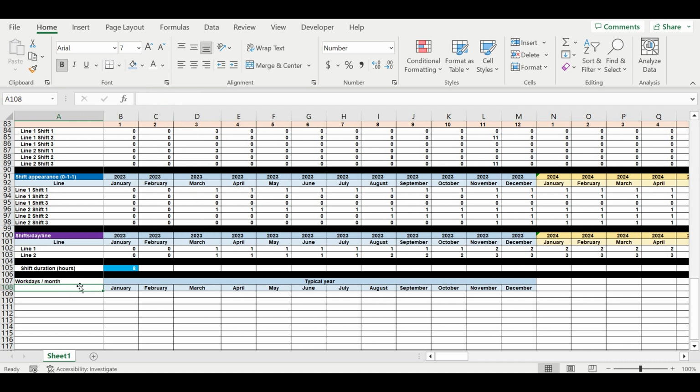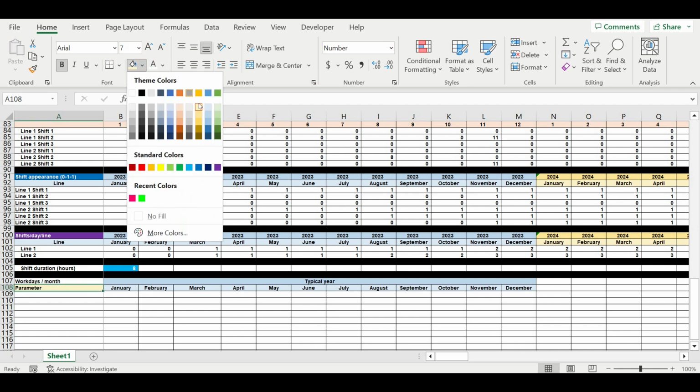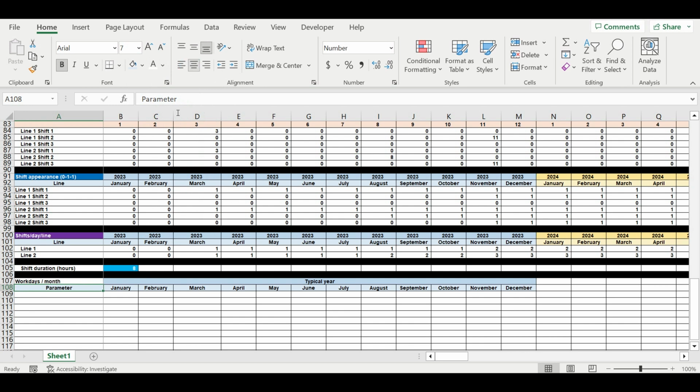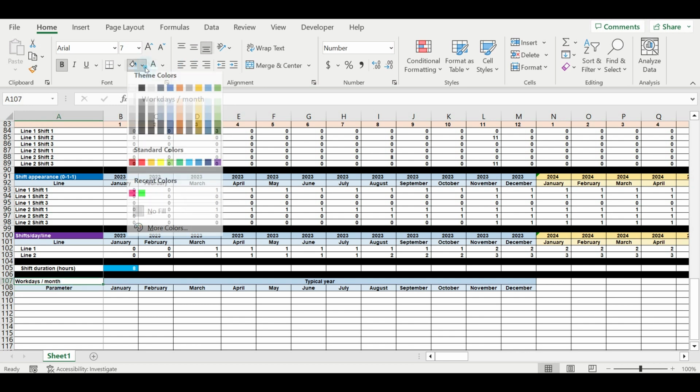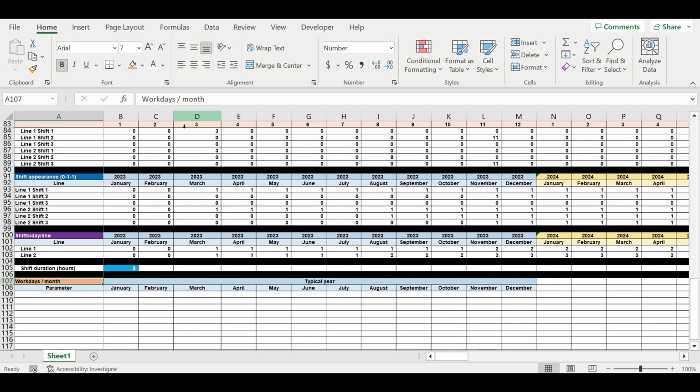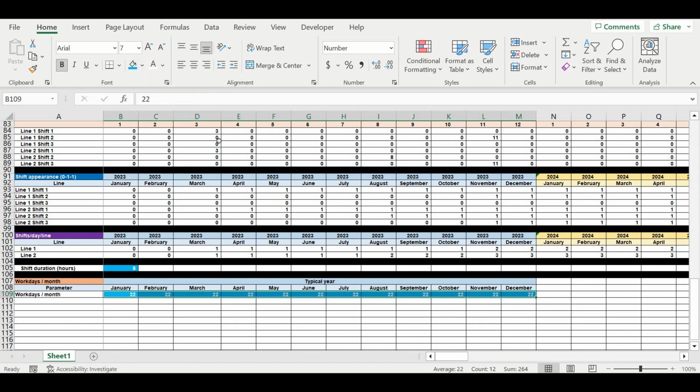So this will be the parameter. The work days per month. So let's assume we will have 22 work days per month. So this will be the input, so I'm coloring it with blue as well.